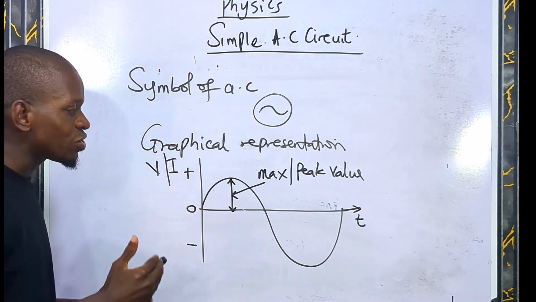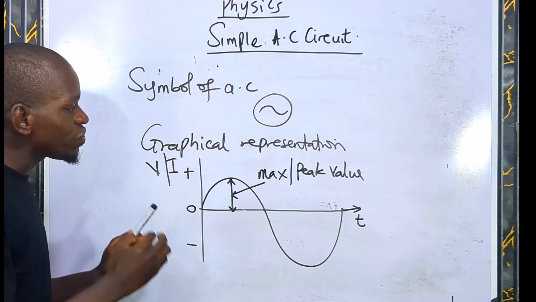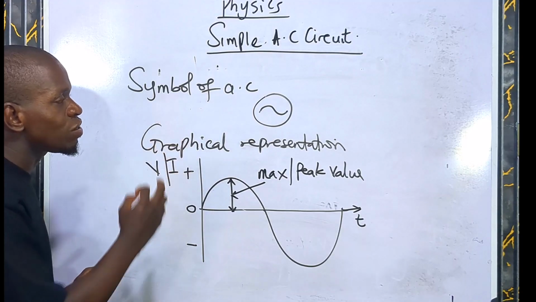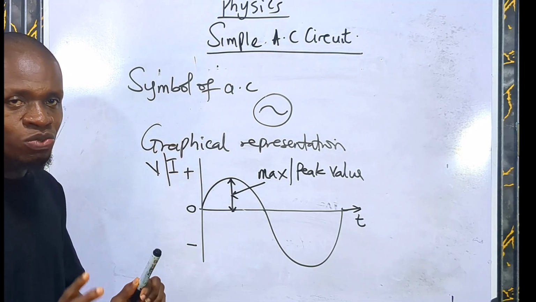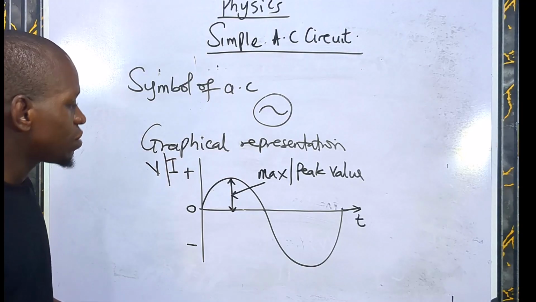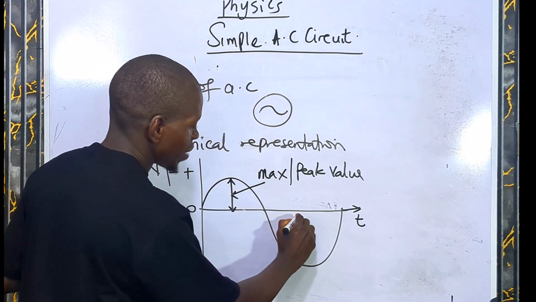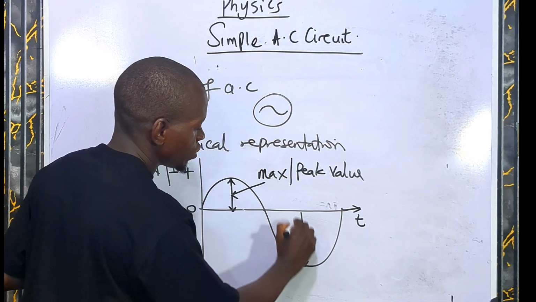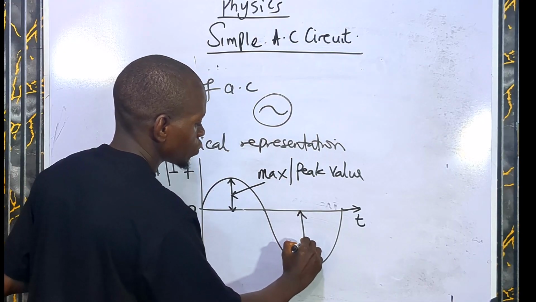These are the pieces of information that, if you have them, any question given to you in an alternating current circuit, you can answer with ease. Now, since I've called this place, I can also call this point from here to here the same thing.